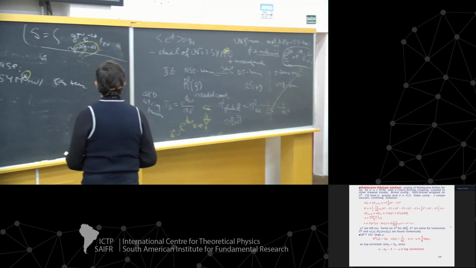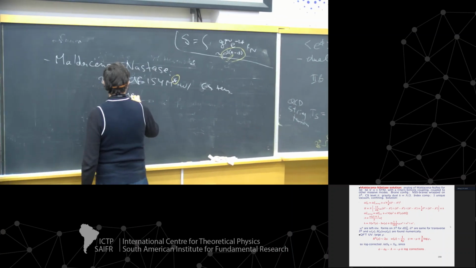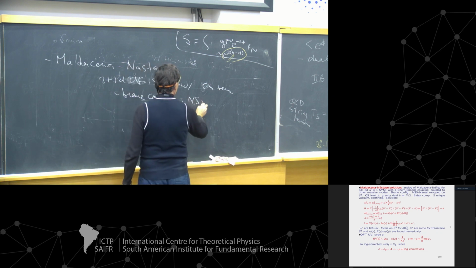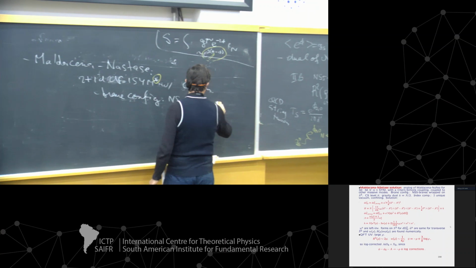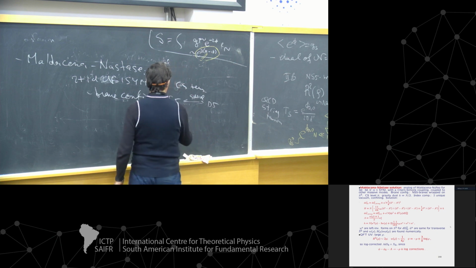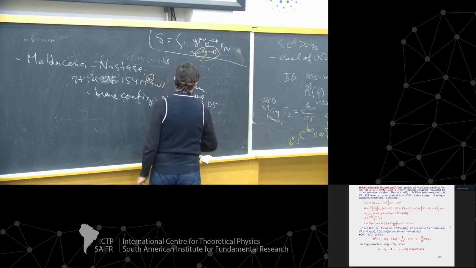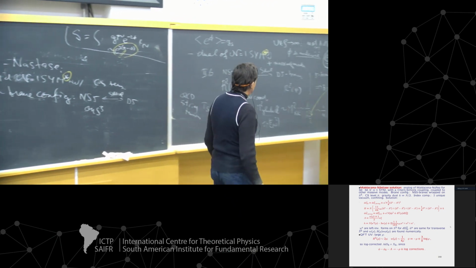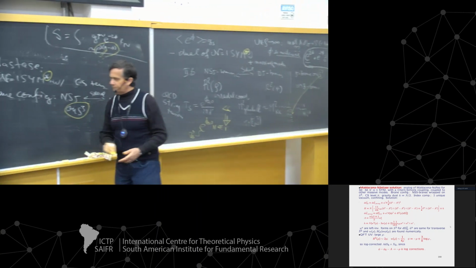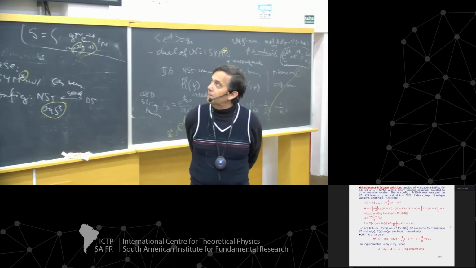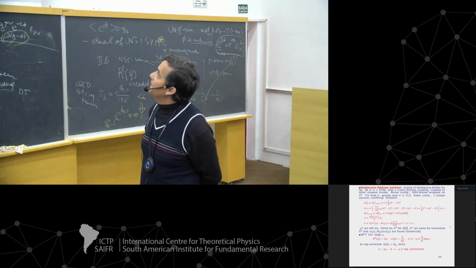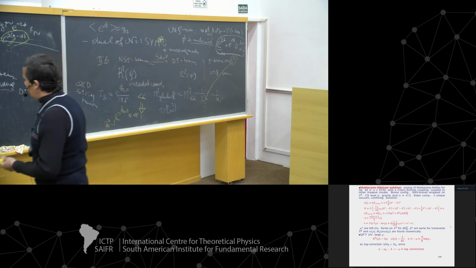So the brane configuration, in this case, is also NS5 branes or D5 branes for the S dual. But now on S3, right? Before, these 5 branes were wrapped on S2. Now they're wrapped on S3. And, well, the solution is written there. But there's one important point.